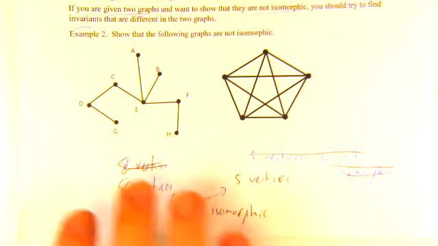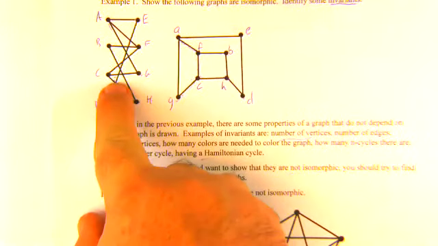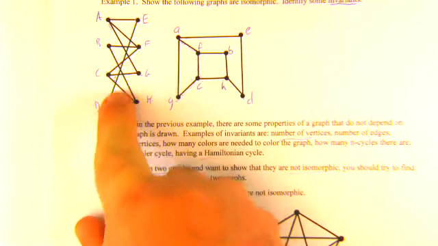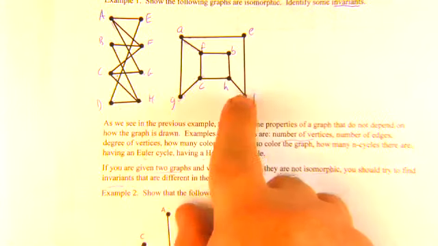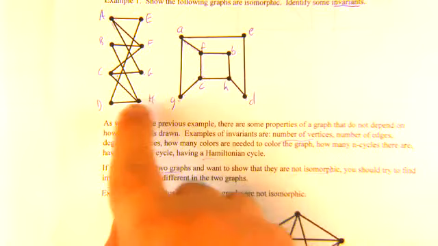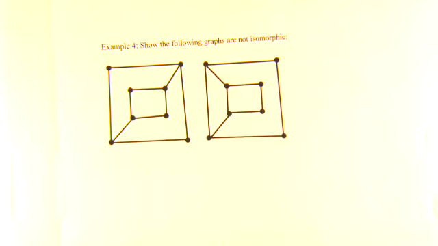But the properties are not properties of how they're actually drawn, right? Number of crossings, for example, that's not an invariant. This one has lots of crossings. This has no crossings, right? So the number of crossings isn't an invariant because it really depends on how you choose to draw the graph. Okay, are these two isomorphic?